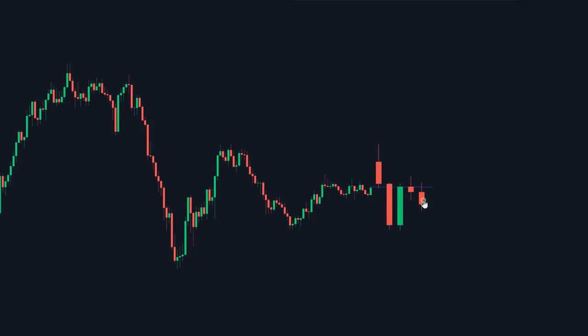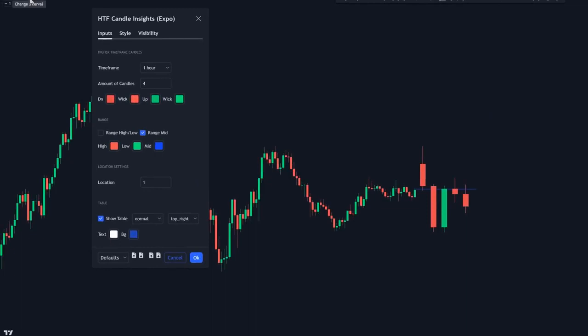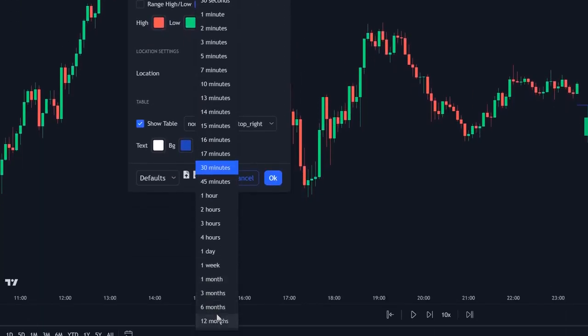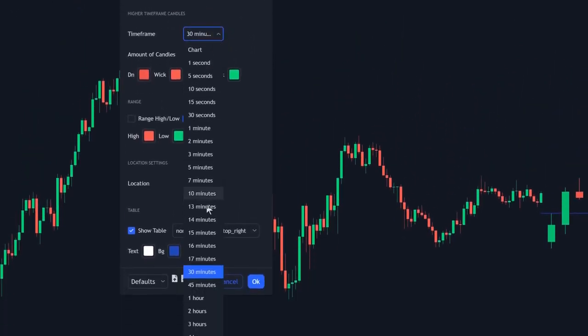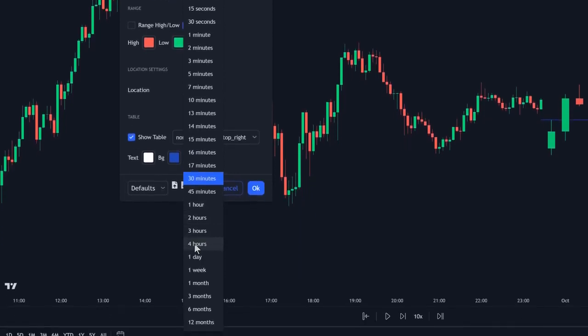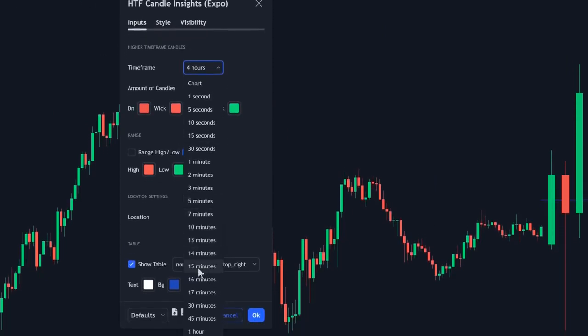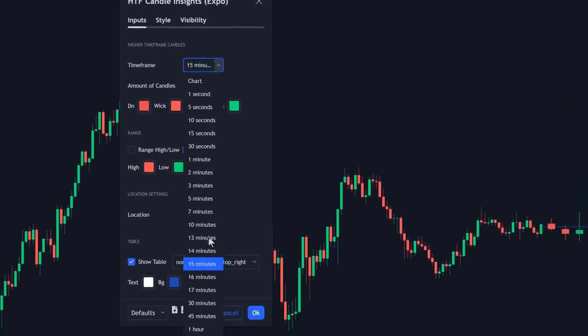So let's access the settings real quick and customize it to the 5-minute time frame. Since I'm trading on the 5-minute time frame, I want the higher time frame analysis to be done on the 30-minute time frame. If you're using any other time frame, you can select your own higher time frame. You could be using the 1-hour time frame on your chart, and you need the higher time frame analysis to be done on the 4-hour time frame. You can just select that. You could be using the 1-minute time frame on your chart, and you need the higher time frame analysis to be done on the 15-minute time frame. So you just select that. But for my 5-minute time frame chart, I'm going to go with 30 minutes.